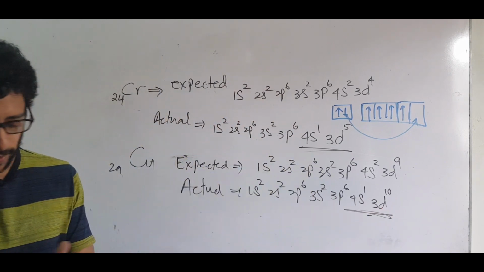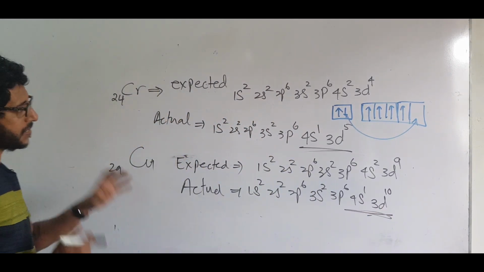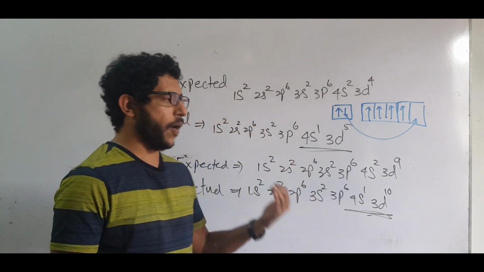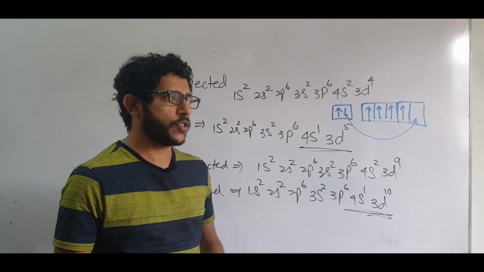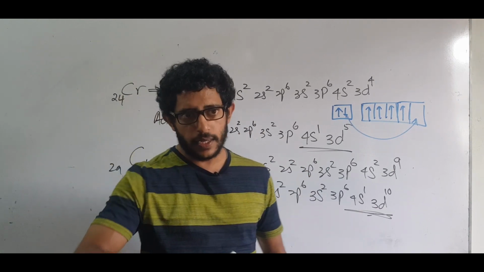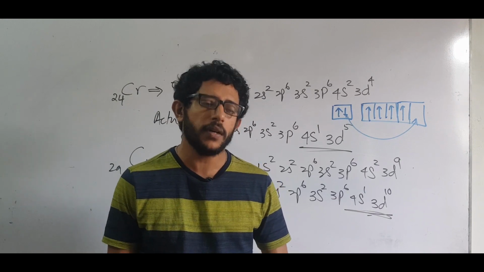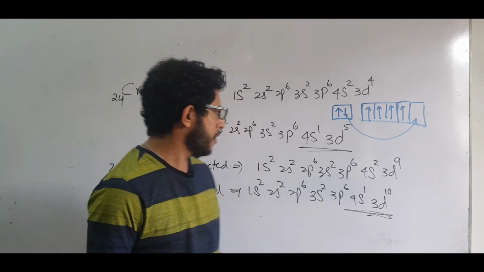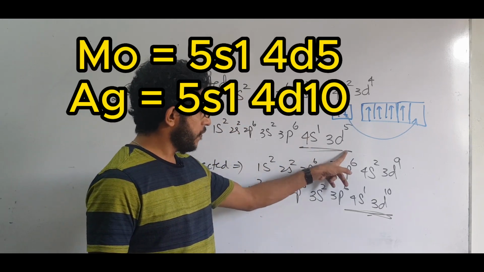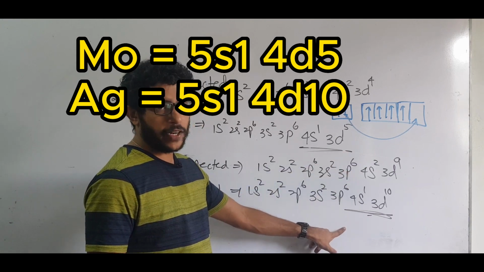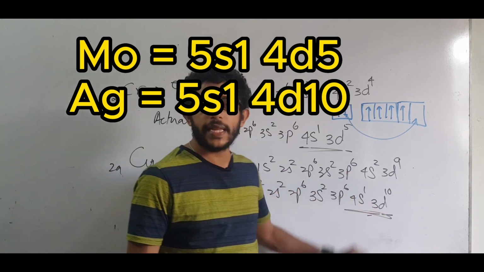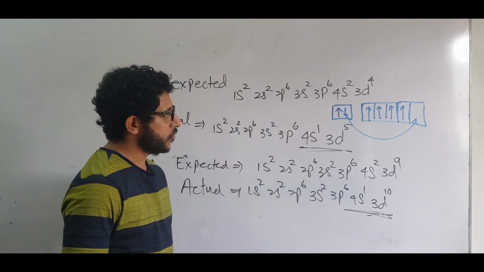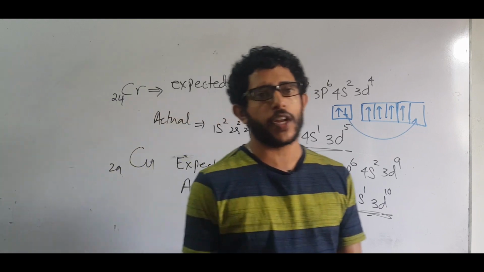So, that is important to memorize. Chromium and copper have special electronic configurations. Not only chromium and copper, but down the group of chromium and copper, they also have similar electronic configurations. Molybdenum tends to have 5s1 4d5, and silver tends to have 5s1 4d10, right. They have not asked about those, but this they have asked. So, that is how we can write the electronic configuration of atoms.